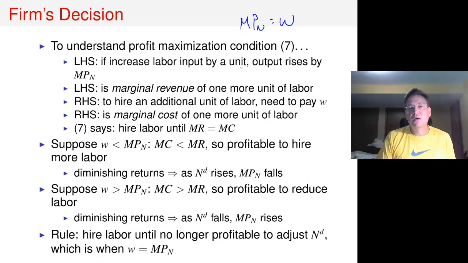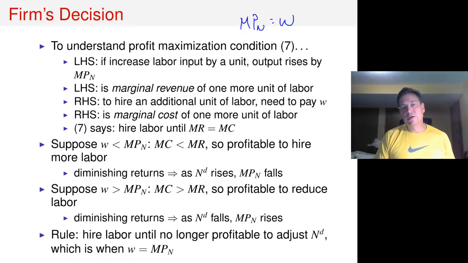What does it mean? Well, the left-hand side is telling you that if you increase labor input by 1 unit, output will rise by the marginal product of that unit. Well, then you can sell those goods, so marginal revenue is going to just be the additional output that you can produce from that additional unit of labor. And that's the left-hand side. What's on the right-hand side? To hire 1 more unit of labor, you have to pay them the wage. So the right-hand side is just going to be the marginal cost of 1 more unit of labor.